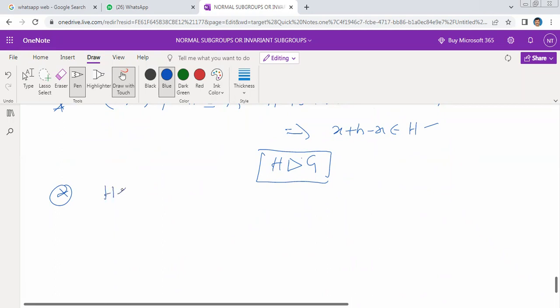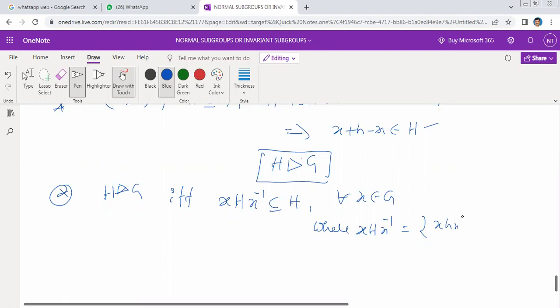If H is a normal subgroup of G, if and only if X H X inverse is contained in H for every X belongs to G. H is a normal subgroup of G if and only if X H X inverse is contained in H, where the notation of X H X inverse is equal to X small h X inverse, such that h is an element in capital H.